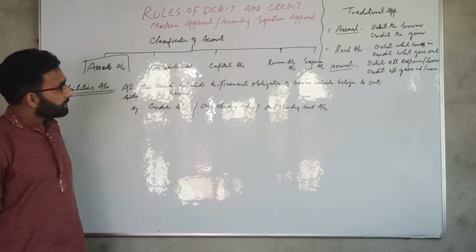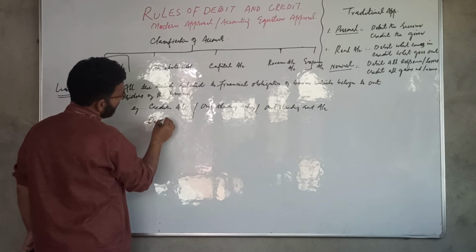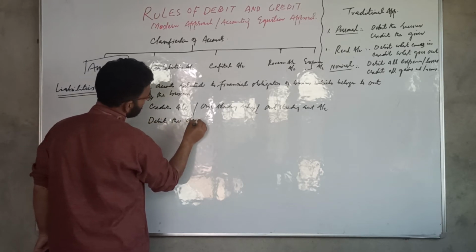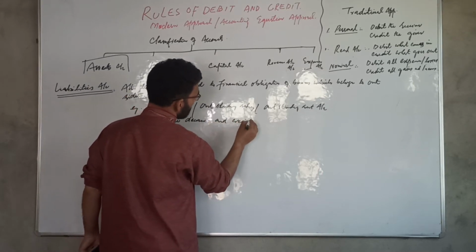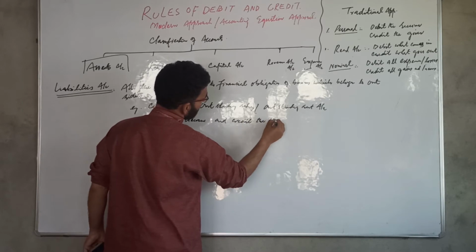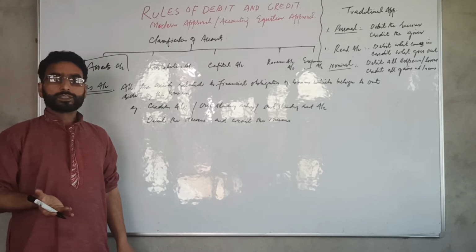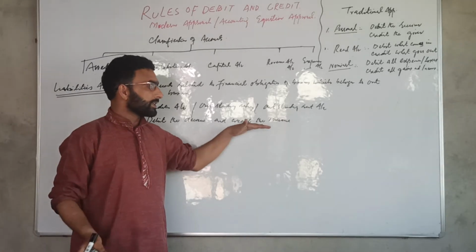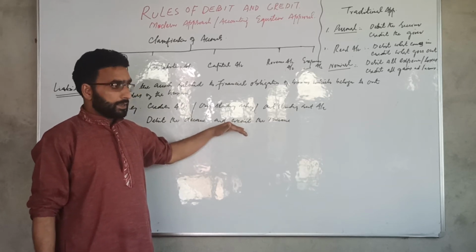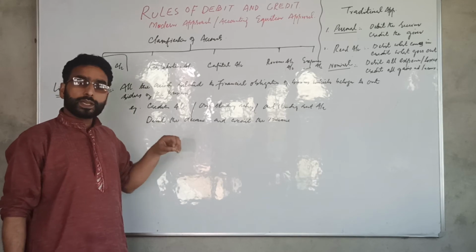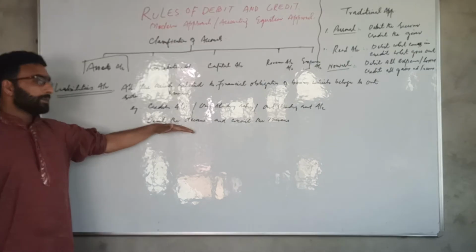And the rule for this is: debit the decrease and credit the increase. When there is an increase in any liability, when a business gets a liability, the liability account is increased and it is credited. And when there is a decrease in liability, when the business pays its liabilities, at that time the liabilities account is debited.